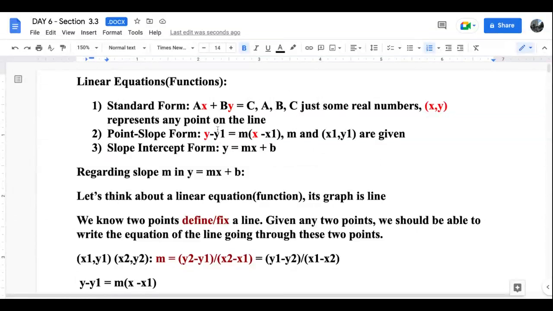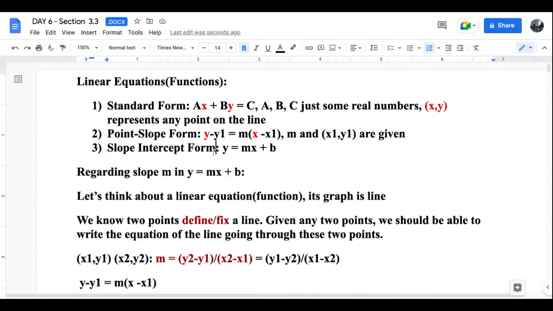A, B, C, and M, x1, y1 will be different numbers. But our focus is x and y. So we see, okay, those two, it's the same thing, but written in different ways. Like the same person plays different roles. The third one is called slope-intercept form.